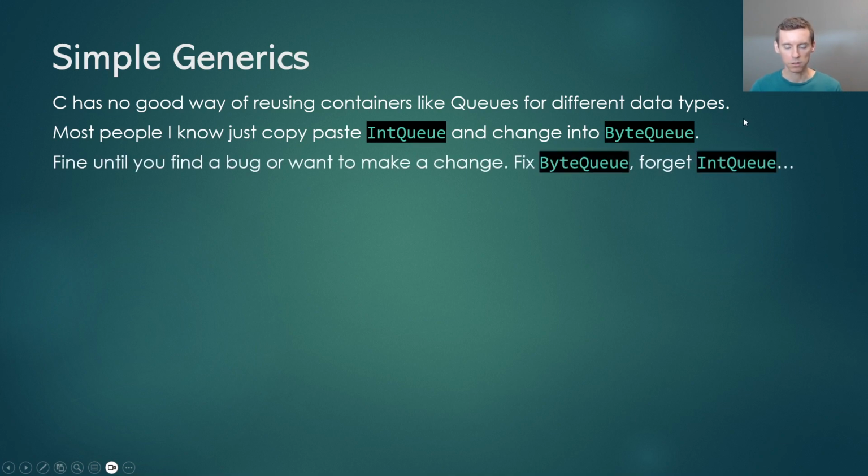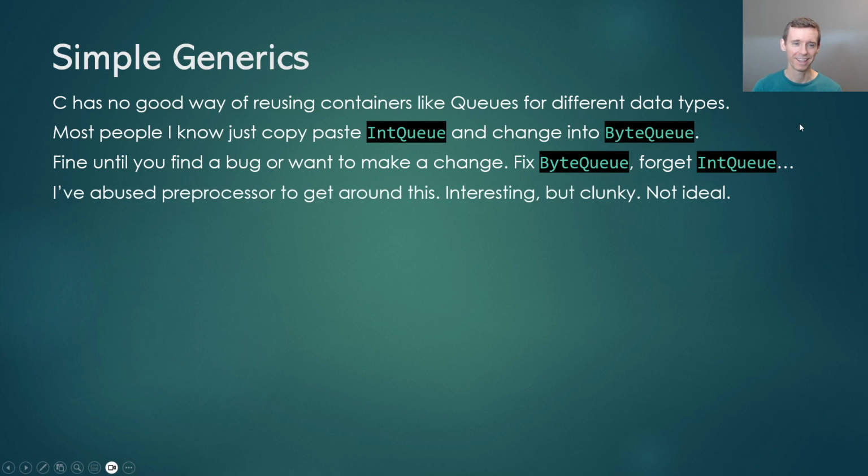And that works fine. You find all, replace all, until you find a bug or want to make a change in one. So maybe you're working mostly in byte queue at the time, so you update it, fix it, but then you forget about int queue. And this gets worse the more different data types that your containers support. It just sucks. So I've done a decent amount of preprocessor abuse in my own personal projects. I don't do that at work, just experimenting with it.